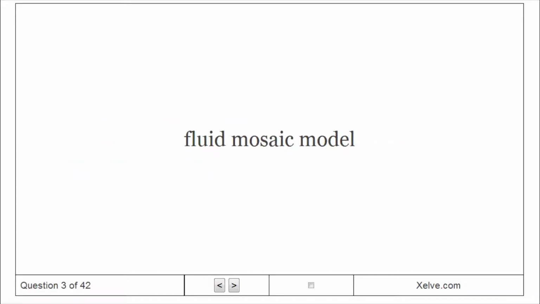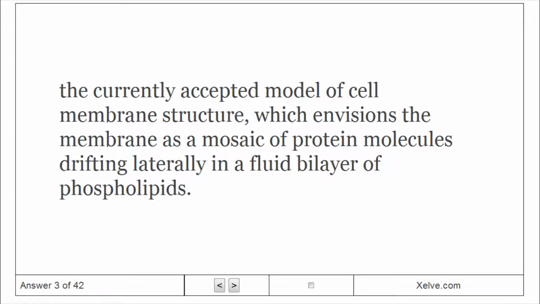Fluid mosaic model, the currently accepted model of cell membrane structure, which envisions the membrane as a mosaic of protein molecules drifting laterally in a fluid bilayer of phospholipids.